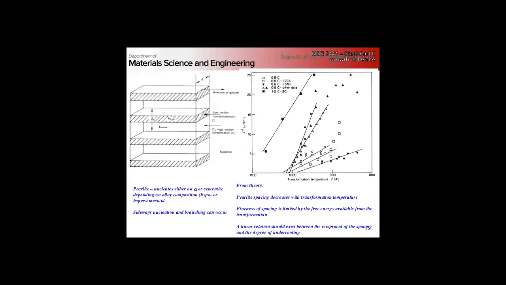The lower the temperature, the larger the undercooling, right? We're going to have finer spacing, and that's just because of the diffusion, right? How long does it take, right?